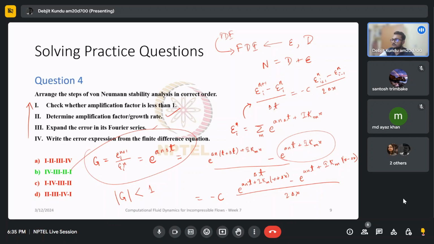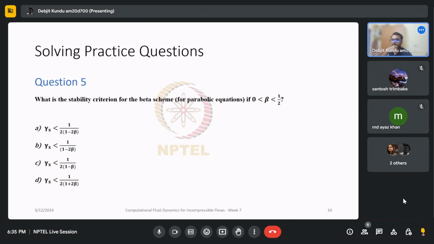Okay, if there are no questions, we'll move on to question number 5 now, which asks: what is the stability criterion for the beta scheme for parabolic equations, if beta is between 0 and half? So the beta scheme, if we remember a little bit, is a combination of FTCS and BTCS. This is the implicit part, and this is the explicit part. And beta is the weighting factor of the two.